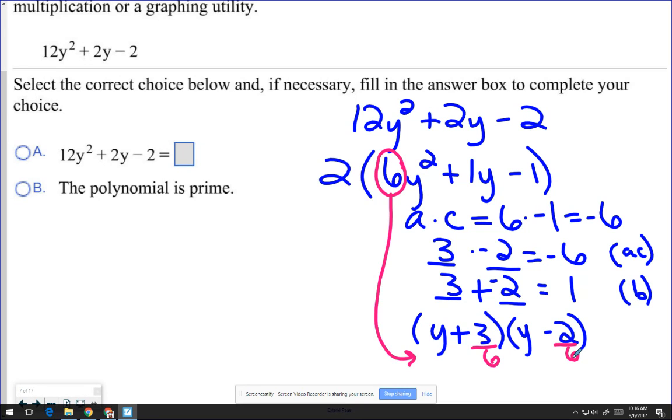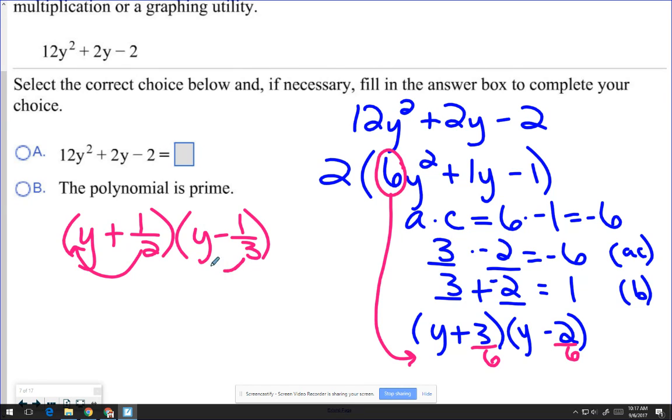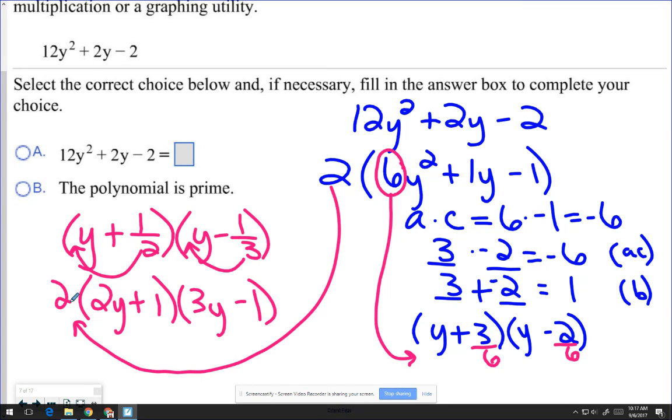Now again, unfortunately, I've run out of room, so I'm going to have to restart over here. But the idea is this. I now have 3 over 6, which is 1/2, and 2 over 6, which is 1/3. Now I slide that denominator up here, and that's why it's called slip and slide. So it's 2y plus 1 and 3y minus 1. I still can't forget about that 2 from a while ago. So it's got to come up here and be in the front. So that's the slip and slide method.